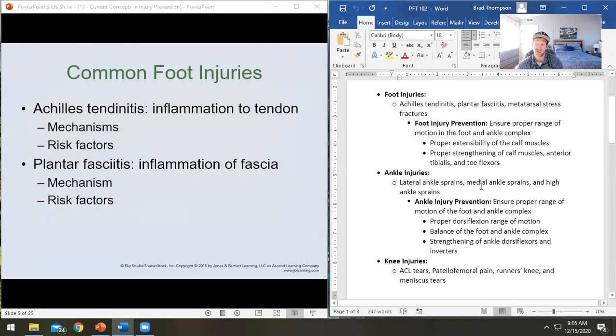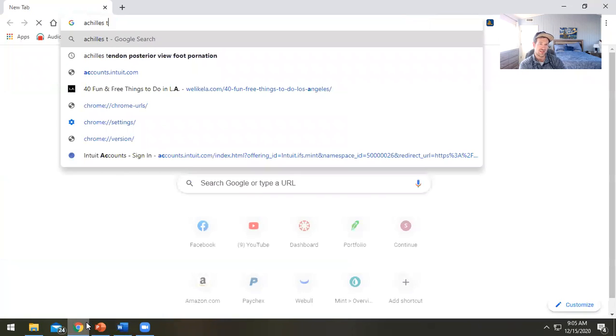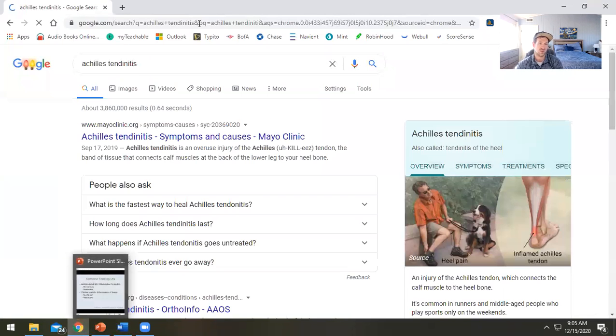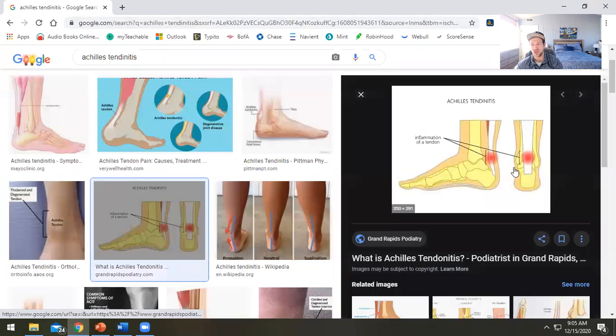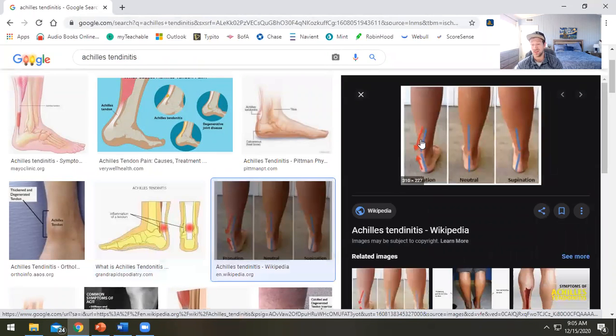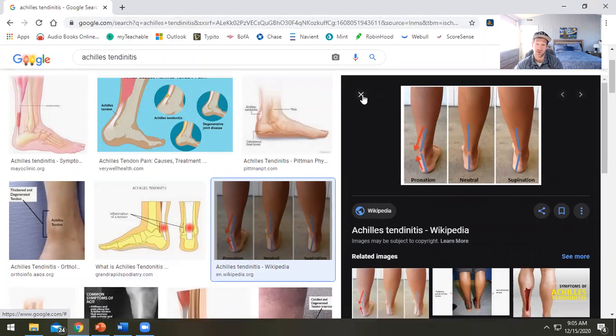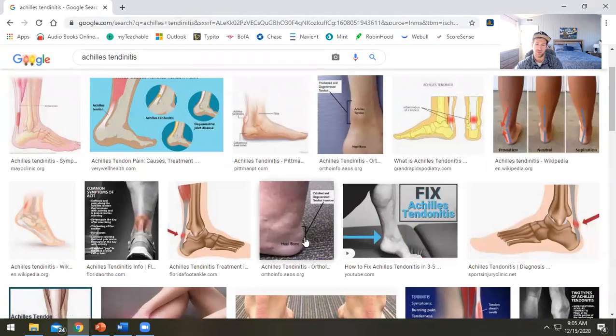So when you hear about gastritis, that's inflammation of the stomach lining. Tendinitis is inflammation of a tendon. So Achilles tendonitis is inflammation of your Achilles tendon. If I look at Achilles tendinitis, what you'll see is this achy, painful sensation right back here. And it's very commonly associated with, you guessed it, overpronation of the foot, or possibly over supination of the foot and ankle complex.